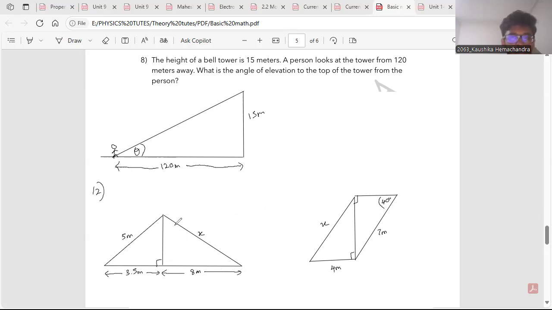These are the diagrams for the 12th question, right? If you have sent me the answer and it's correct, we can draw these diagrams. So how do you find the angle now? You have the opposite and you have the adjacent.